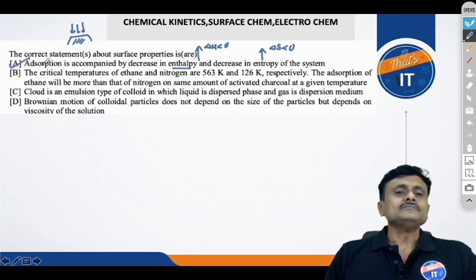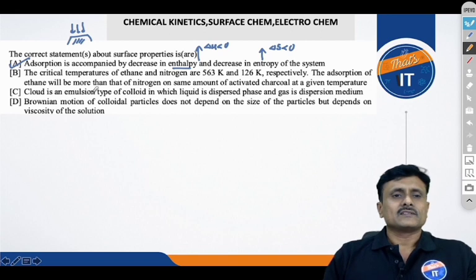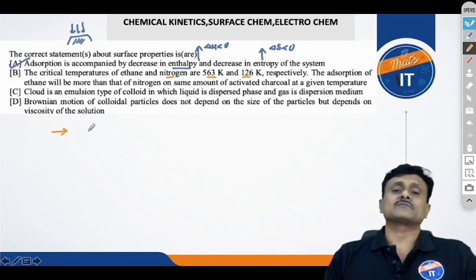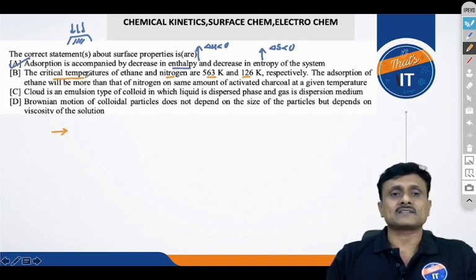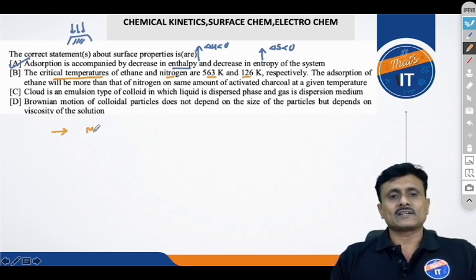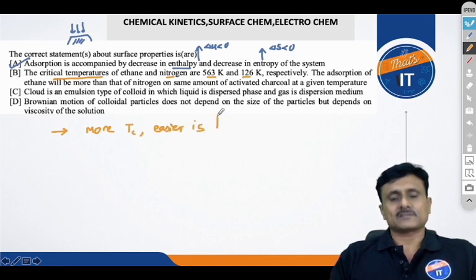It makes sense. The second statement: the critical temperature of ethane is 563 and that of nitrogen is 126 respectively. The adsorption of ethane will be more than that of nitrogen. You can see that we have studied this in the liquefaction of gases, right? Critical temperature actually comes in the gaseous state. As we all know, the more the critical temperature, the easier is the liquefaction of the gas, isn't it?